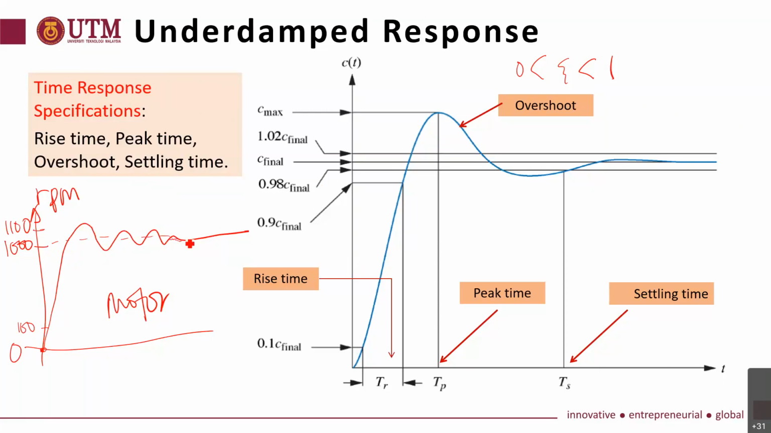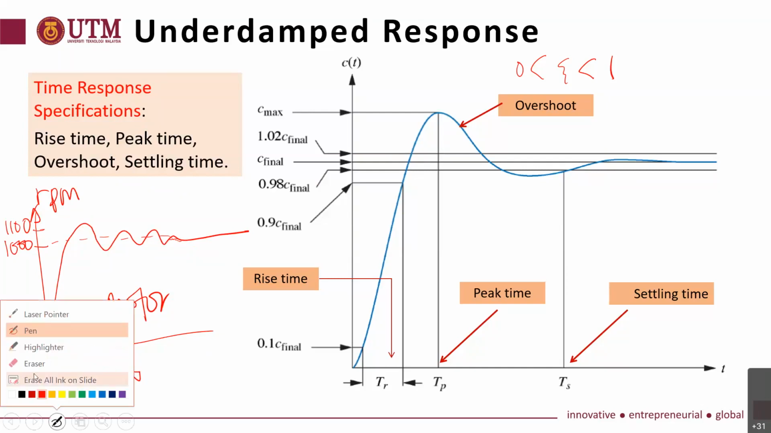Okay. So this is quite a good system, but it takes time to reach the desired response, which is 1000 RPM. Okay. And the motor, you can see, is a little bit oscillatory. So all this determines the behavior or the performance of the system.